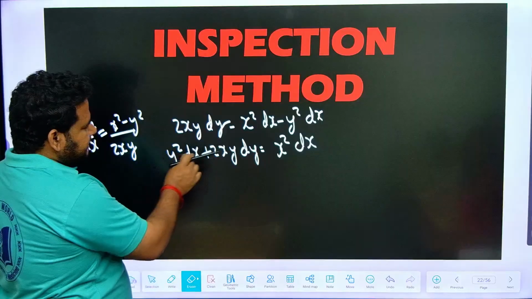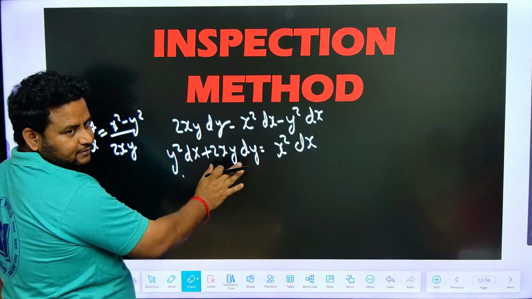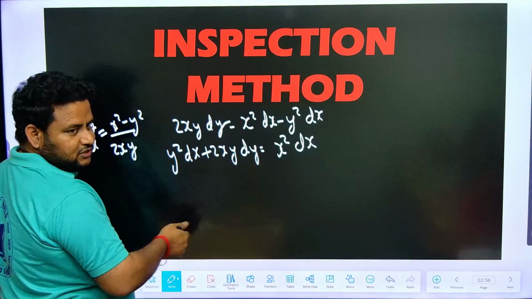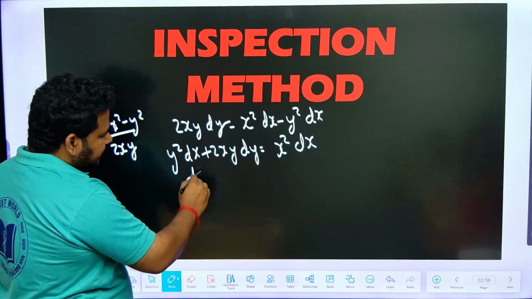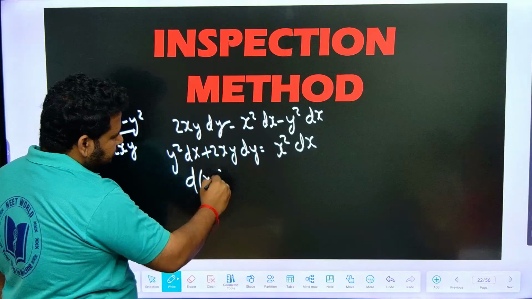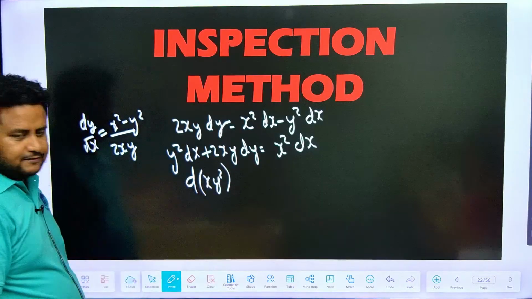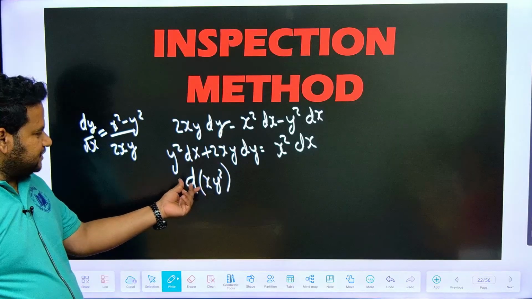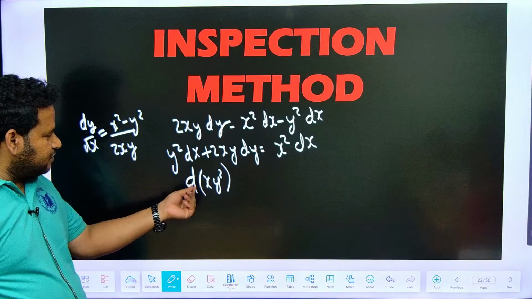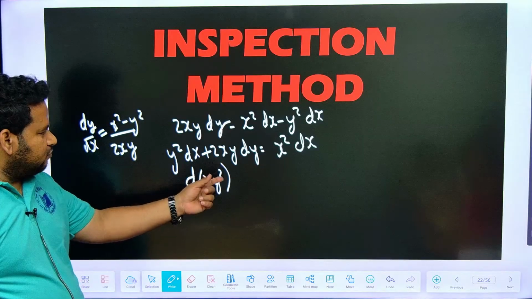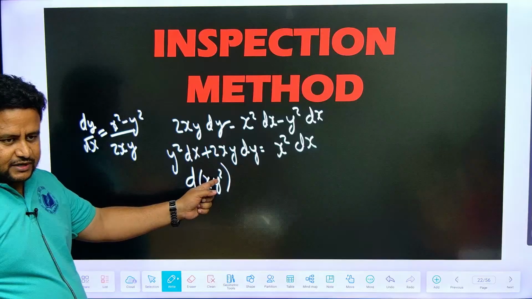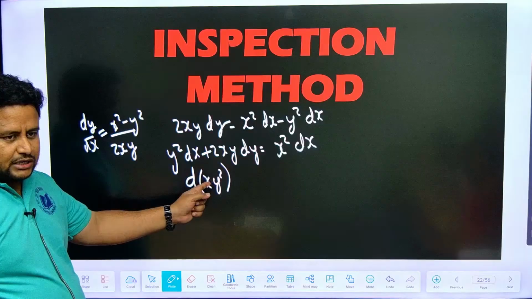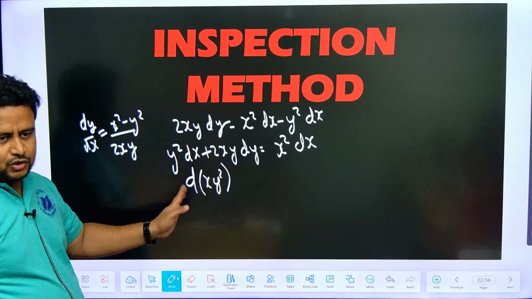Now y square dx plus 2xy dy is there. So by inspection or by trial and error, can I write it like d by dx of x into y square? This is the product rule. If I apply it, first d by dx of x will become y square into dx, plus 2y into x into dy.